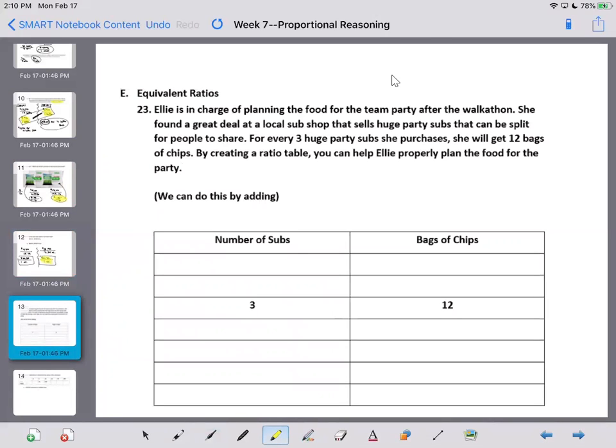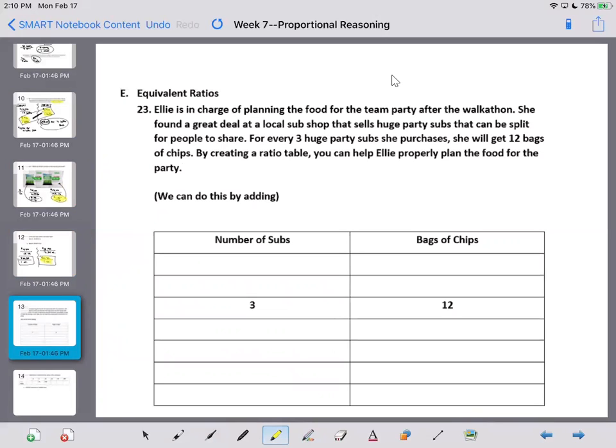Dealing with equivalent ratios, we're going to look at equivalent ratios, ratio tables, and then proportionality of graphs for this first video. So Ellie's in charge of planning the food for the team party after the walkathon. She's found a great deal at a local sub shop that sells huge party subs that can be split for people to share. For every 3 huge party subs she purchases, she'll get 12 bags of chips. So let's look at creating a ratio table.